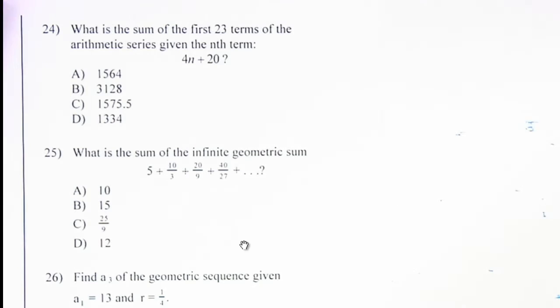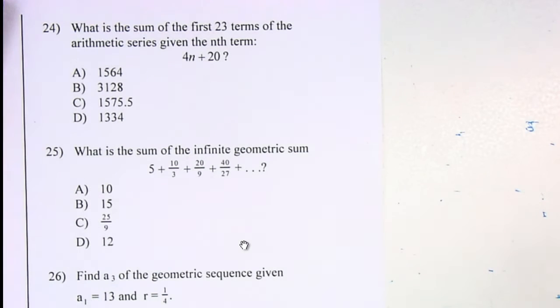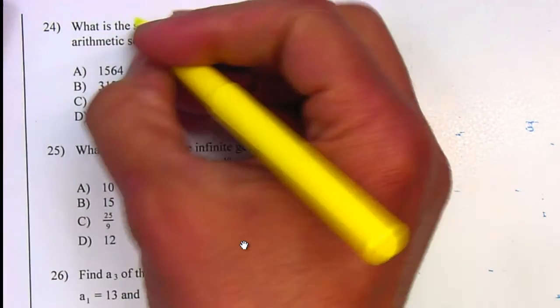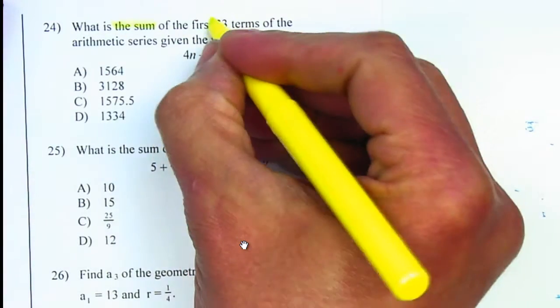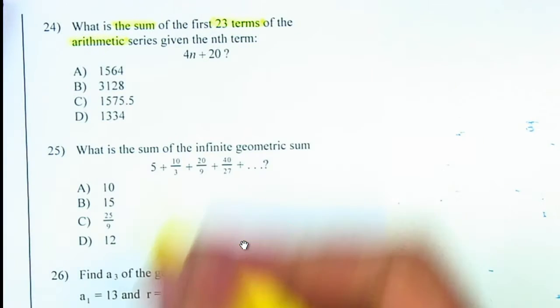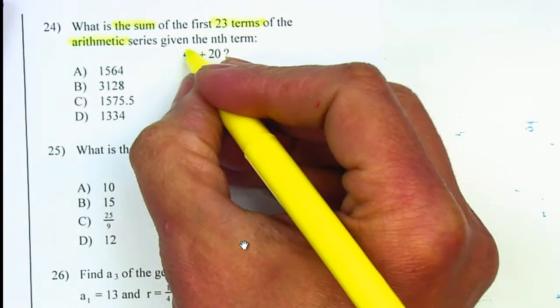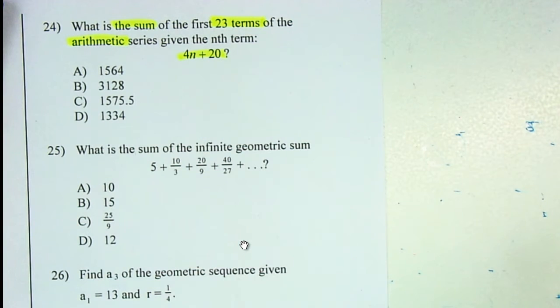Now let's continue with problem number 24. On problem number 24 it says, what is the sum of the first 23 terms, arithmetic series? They tell you that the n term is 4n plus 20.